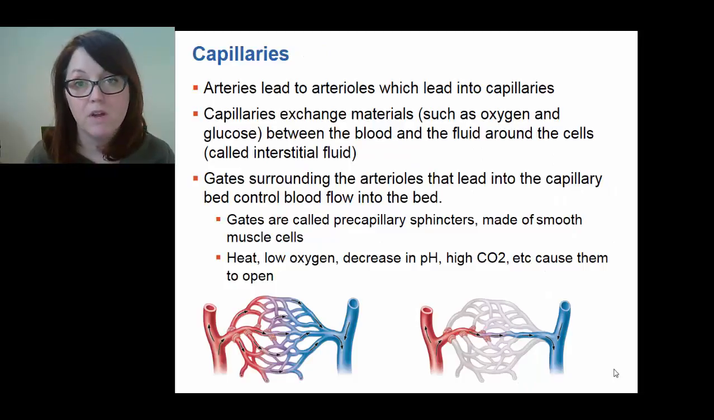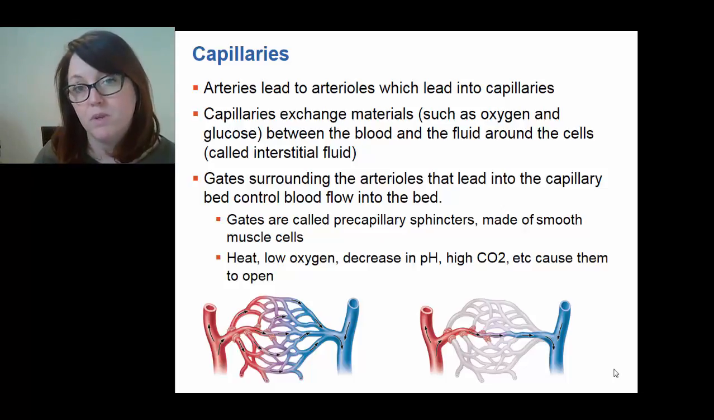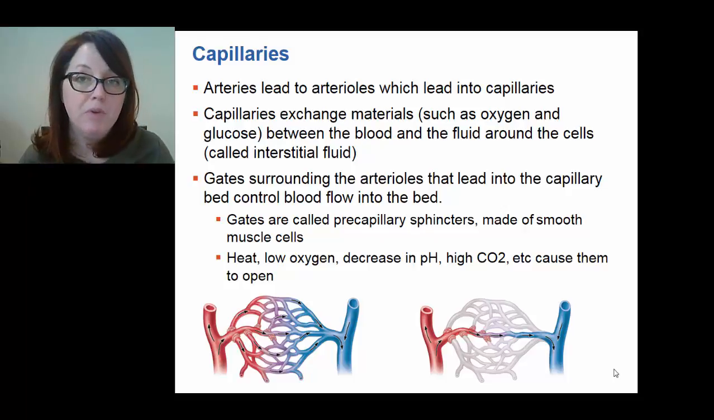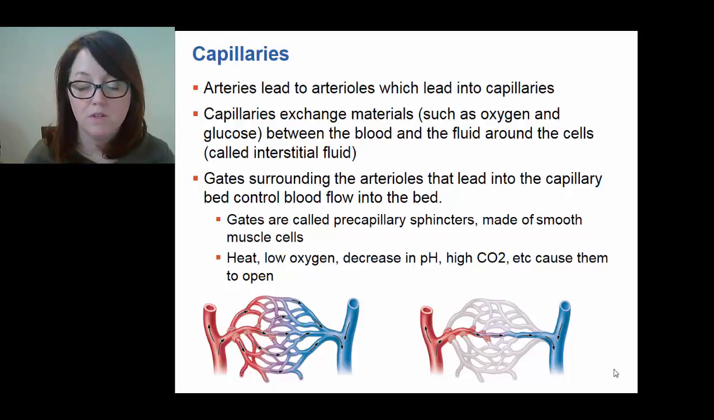Capillaries are the tiniest of our blood vessels. Arteries carry blood to arterioles, and the arterioles are delivering blood to the capillaries. Capillaries are important because these are the locations where we're going to exchange materials such as oxygen and glucose and water between the blood and the fluid that we find around our cells, which is called interstitial fluid.